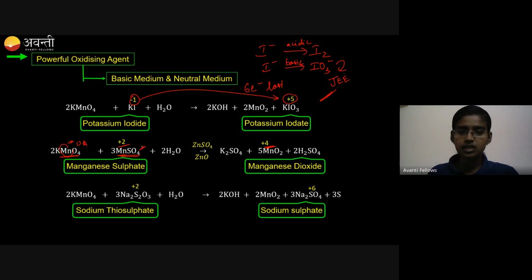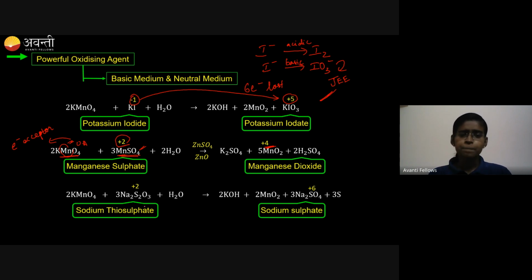Oxidizing agents are the electron acceptors, right? Oxidizing agents are electron acceptors, and this KMnO4 is accepting 2 electrons from this manganese sulfate salt so that it is getting oxidized to +4.